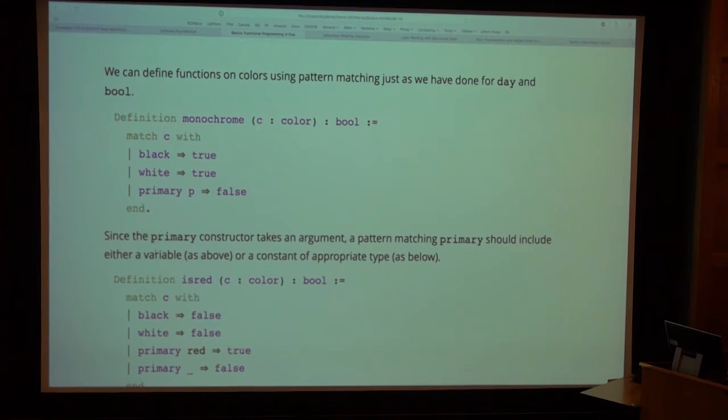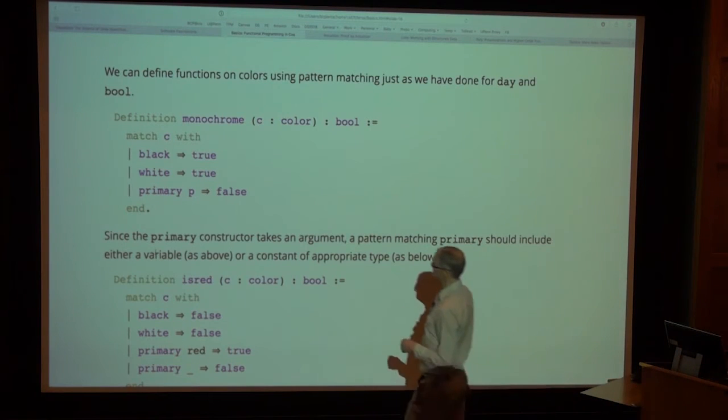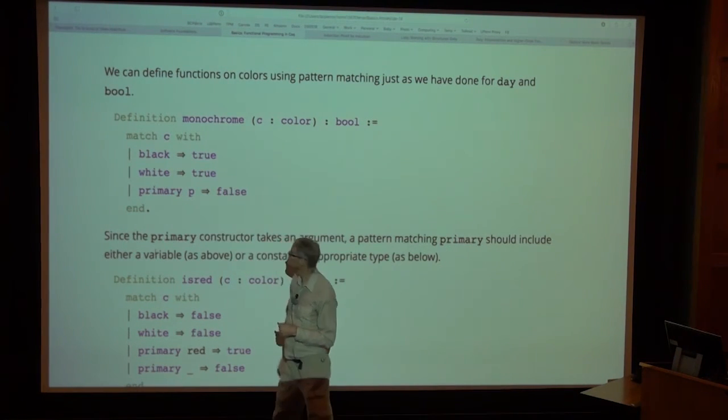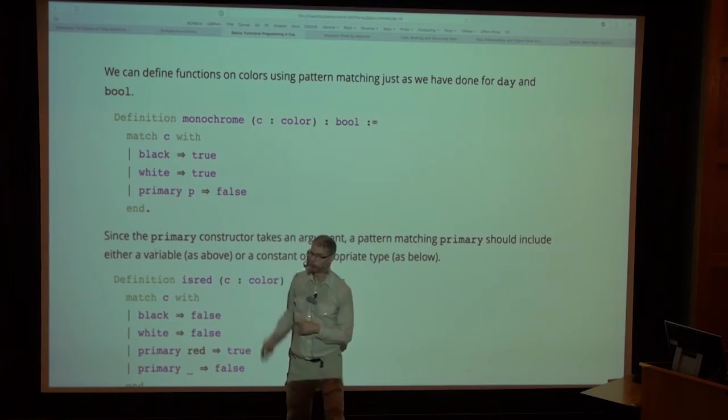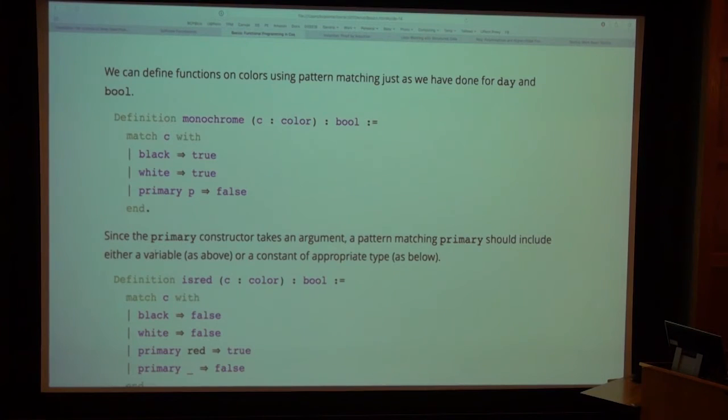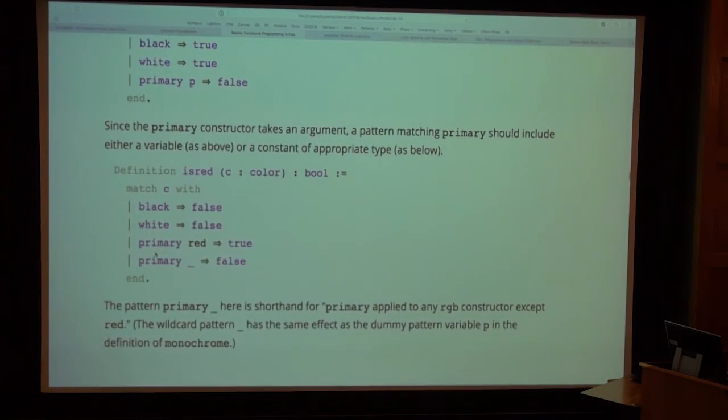Okay, we define functions on these things by pattern matching. The new bit that we're introducing here is that patterns can contain variables. Here we're not using the variable on the right-hand side, but we can, and we do in the definition on the bottom. And we can also use the underscore character as a substitute for a pattern variable in the case where we weren't going to use the pattern variable anyway.